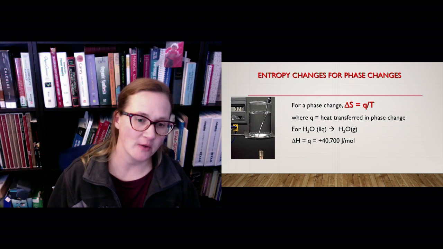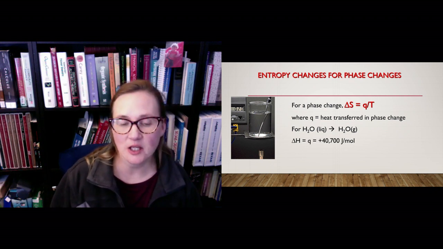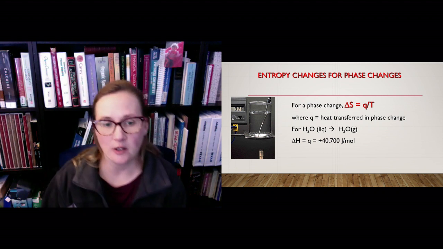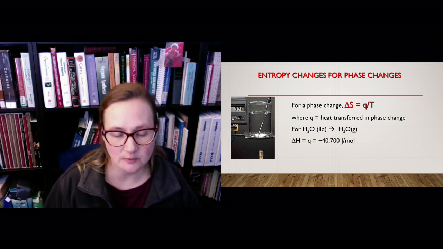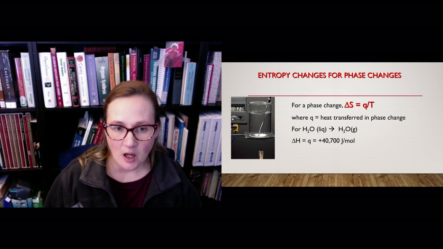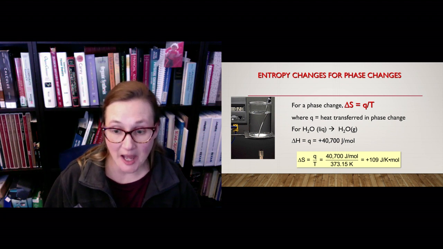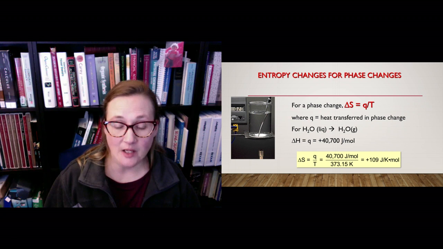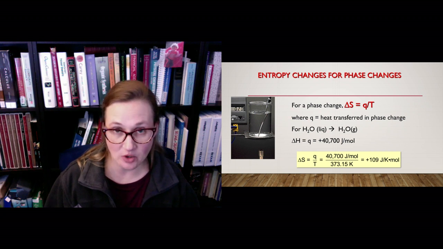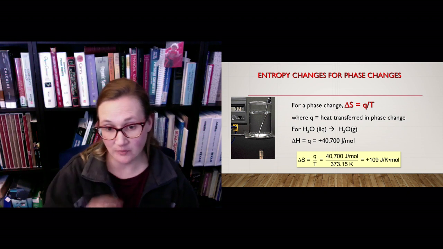Right, so first off, we have to know the enthalpy, so that's our heat, the enthalpy for vaporization. So this is the enthalpy of vaporization. And we also have to know the temperature at which it boils, which is going to be 100 degrees Celsius. So we can take the enthalpy of vaporization, divide by the temperature of that phase change, and we get the entropy of that phase change.